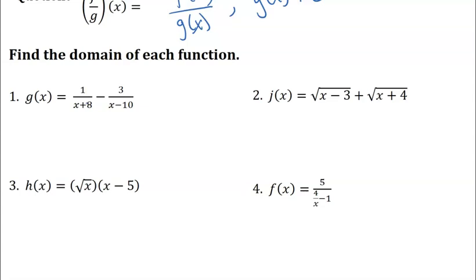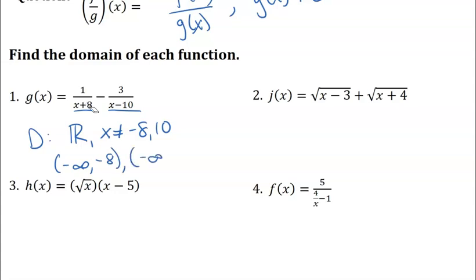Anything that makes either denominator 0 is going to be a problem. So x cannot be negative 8 because of this fraction. x cannot be 10 because of this fraction. So my domain is, and I can say all real numbers such that x does not equal negative 8 or 10. Or in interval notation, I could say negative infinity to negative 8, negative 8 to 10, and 10 to infinity. Either one is fine. This one's probably easier.